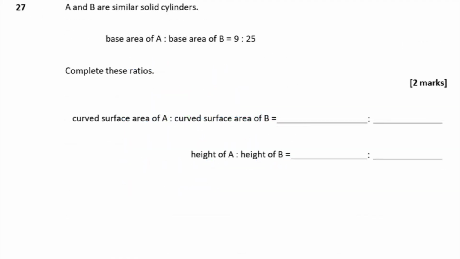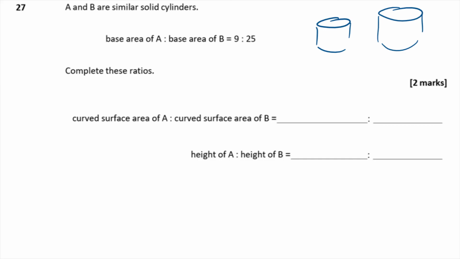Question 27. A and B are similar solid cylinders. The base of area A to the base of area B is in a ratio of 9 to 25. Complete these ratios: the curved surface area of A to the curved surface area of B, and the height of A to the height of B. Right, so we've got 2 cylinders. They are similar. So cylinder A, and cylinder B, which is a bit bigger.